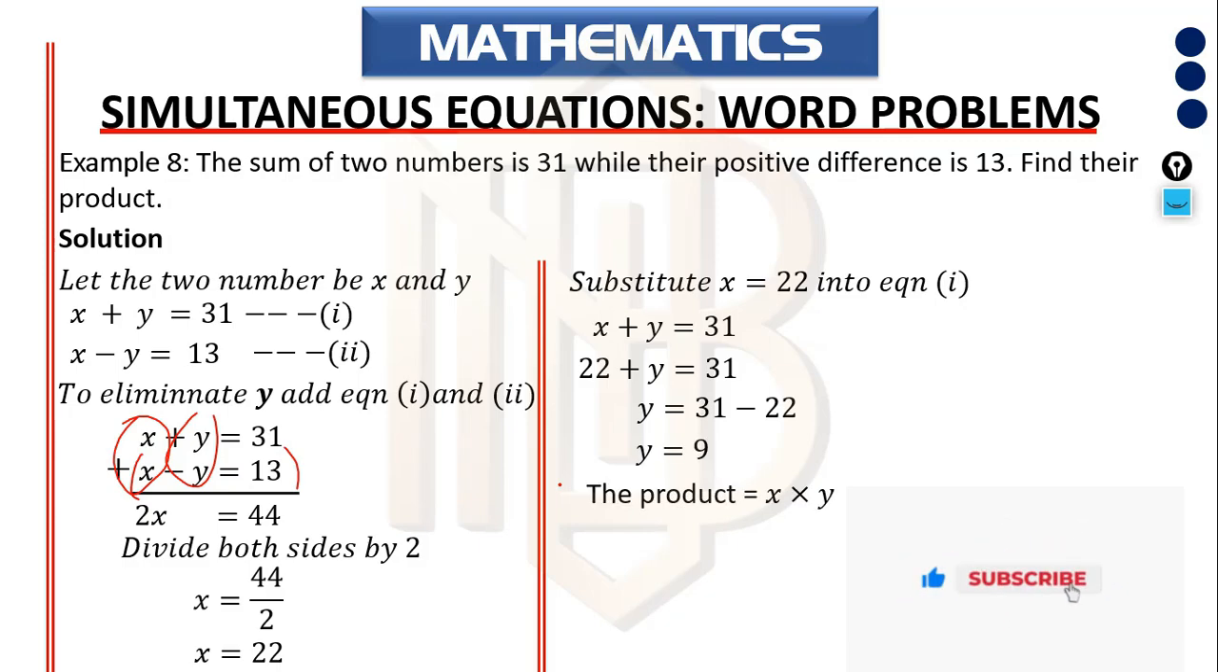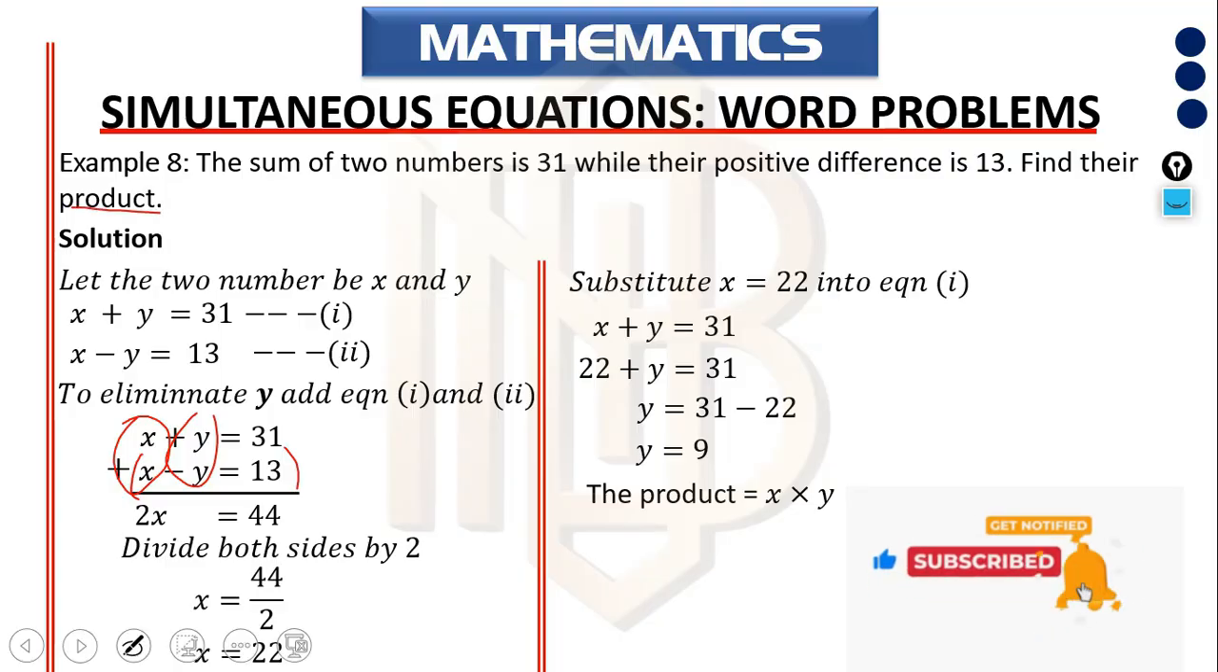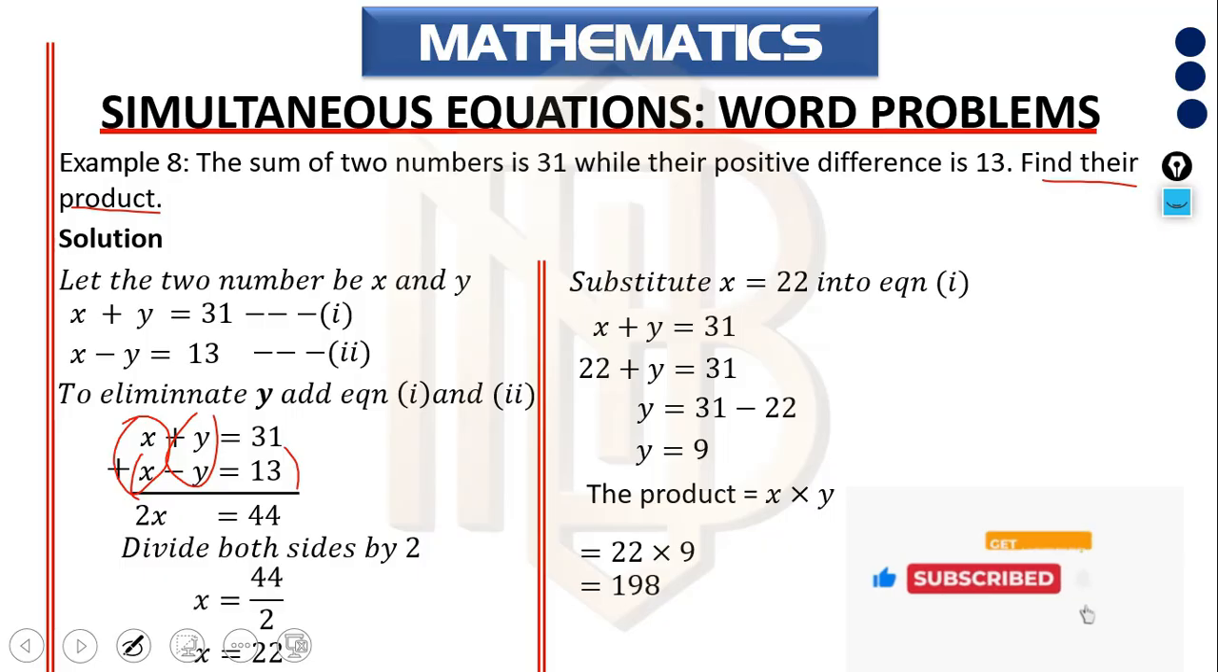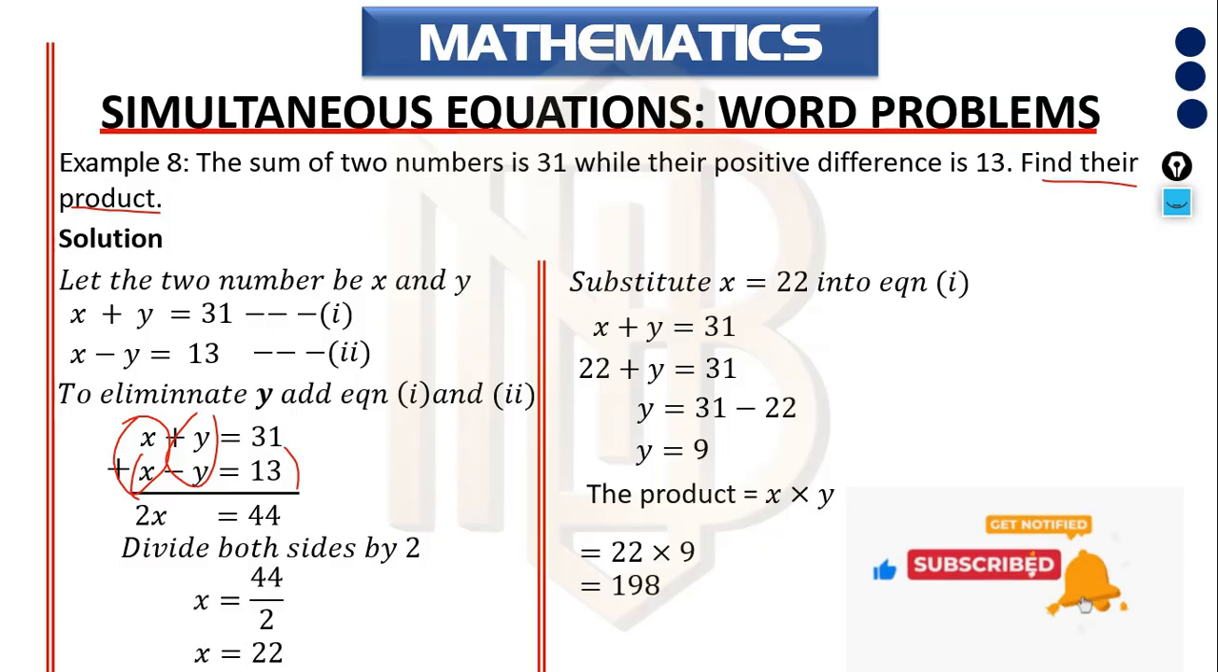The product, of course, is what the question says we should find. The product is going to be 22 times 9, which is going to give us 198.